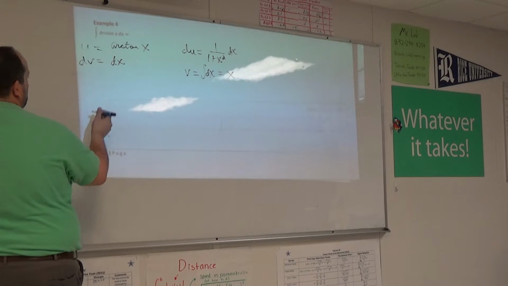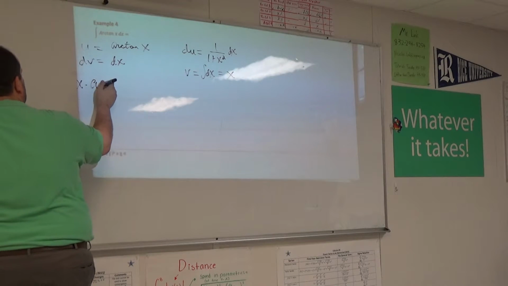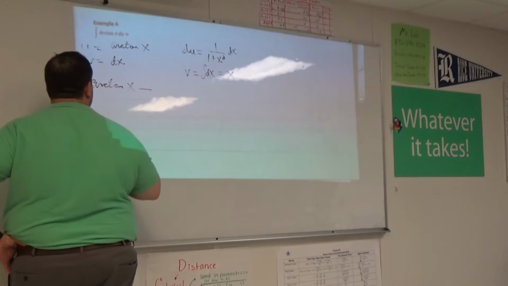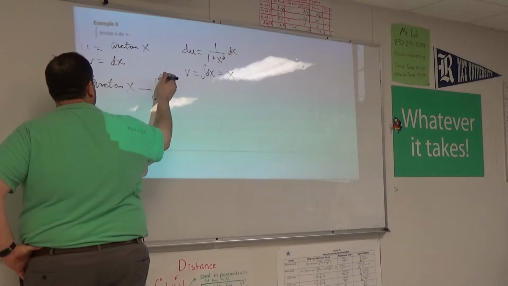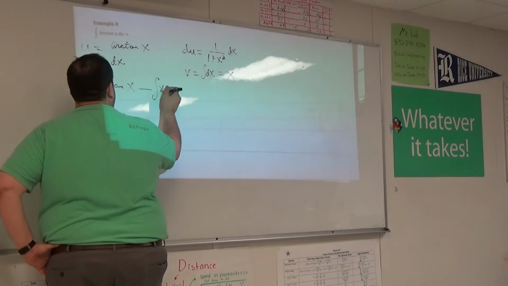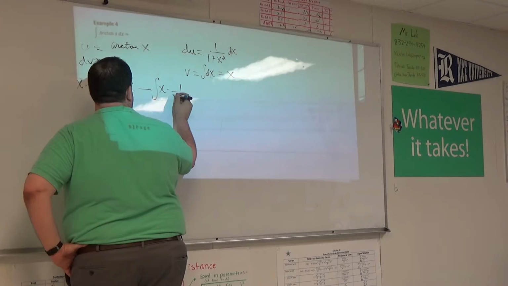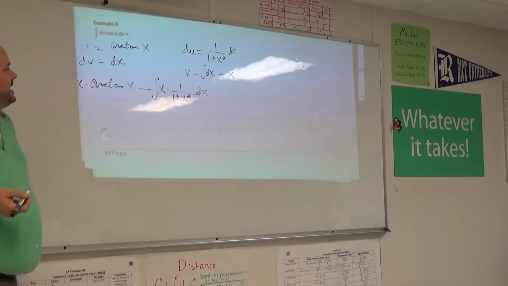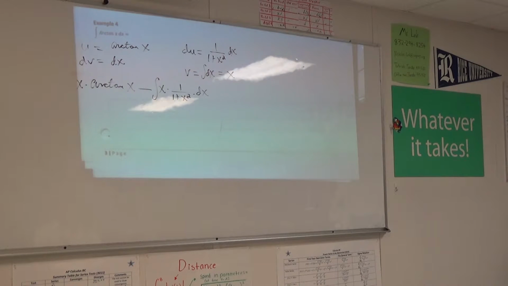u times v: x arctan x, minus the antiderivative of v du, x times 1 over 1 plus x squared dx. That doesn't look better. But it is better. It's a lot better. We just do substitution.